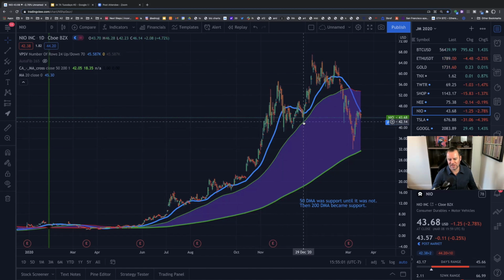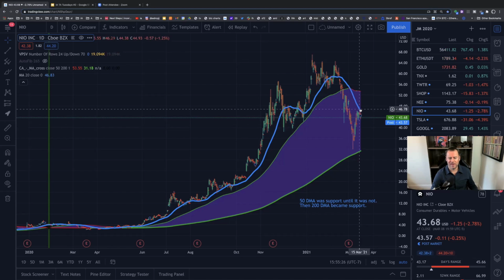It touched it once here on the 29th of December, and not until the big mini correction here on the 19th of Feb, when the EVs just tanked. Now, what's very interesting is how this works in conjunction with Tesla. It's very important to watch that too. Watch that 20-day. We're about to break above that 20-day. And when that happens, we shall see what happens.